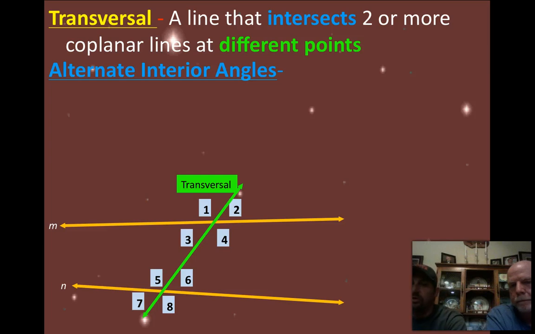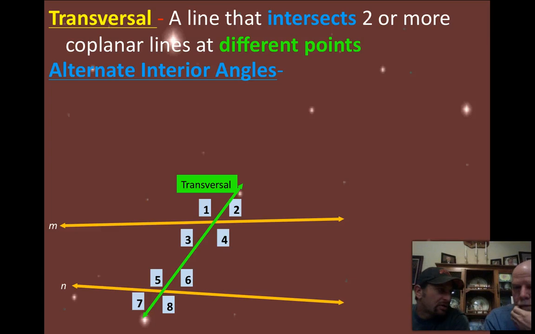So I'm going to say angle 5 is an alternate interior with angle 4, and angle 3 is alternate interior with angle 6. Okay. So 5 and 4, 5 is on the left side of the green line, 4 is on the right side of the green line, but they're both inside the yellow lines. So those are alternate interior. 3 and 6, 3 is on the left side of the green line, 6 is on the right side of the green line, but they're both on the inside. And so those are alternate interior angles as a pair.